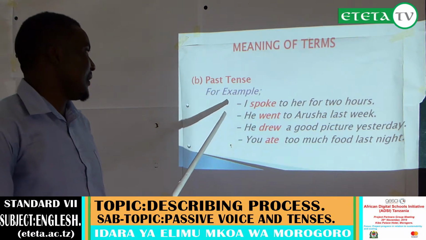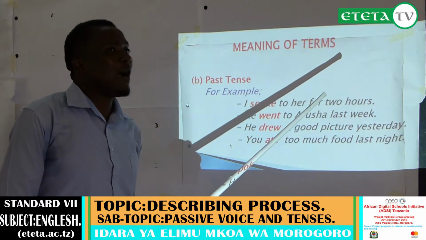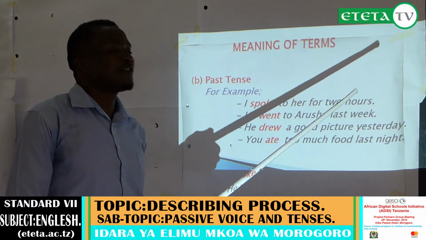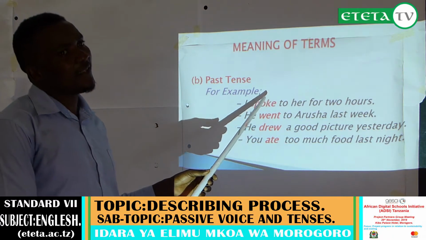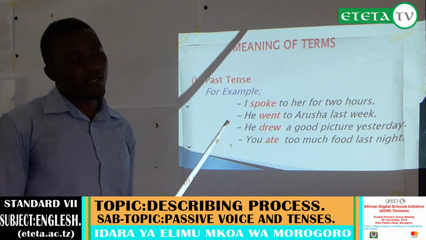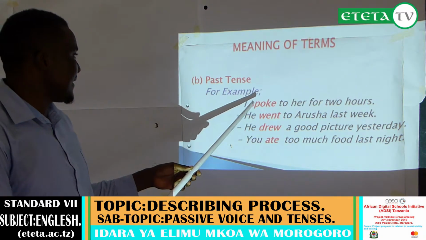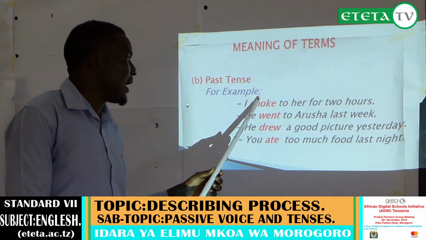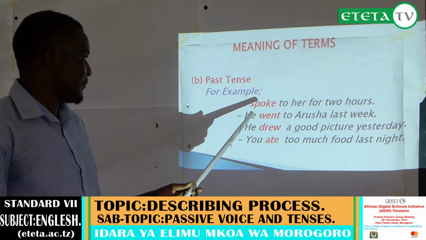Look at sentence number 1: I spoke to her for 2 hours. We have the verb form spoke. This is the past form of the verb speak. So when we make a sentence in the past form, we must use the verb form which is in the past form.